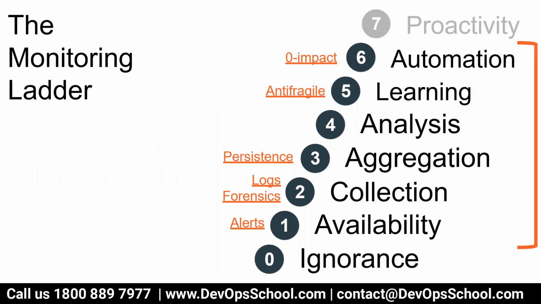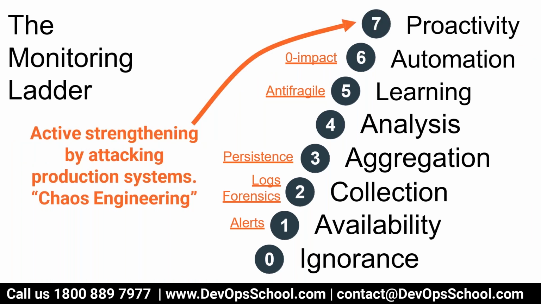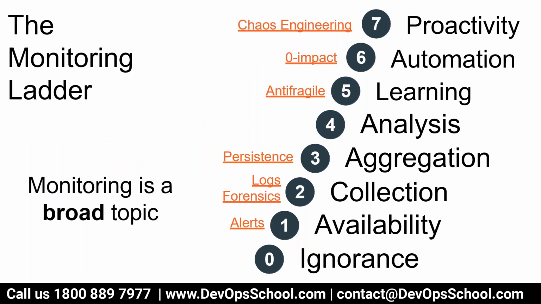And proactivity means, based on steps 0 to 6, you can forecast things. That's called proactivity. Okay, and then active strengthening by attacking production systems, and that's called chaos engineering. So these are the monitoring ladders which we have.